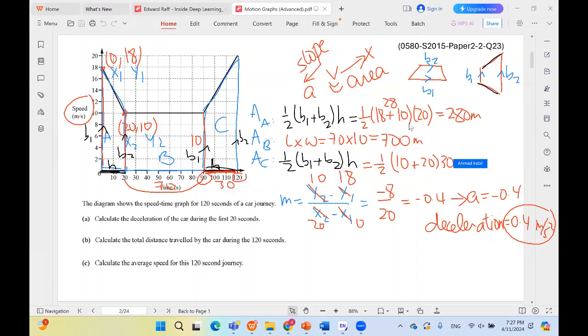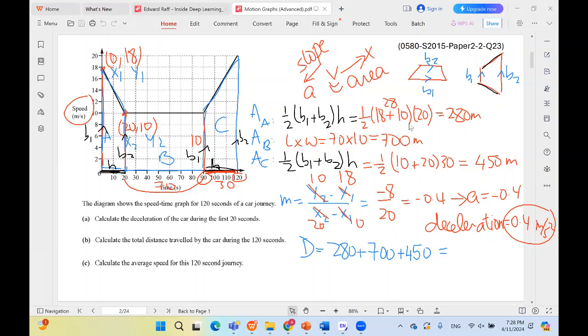And then we multiply them by each other. We get 450 meters as a final answer. Now to get the total distance, we add these three distances up. So the distance equals 280 plus 700 plus 450. You can use your calculator to figure this out.